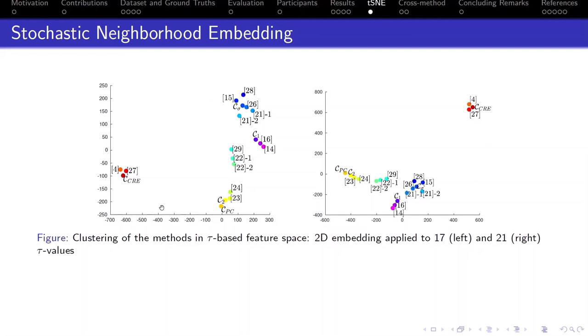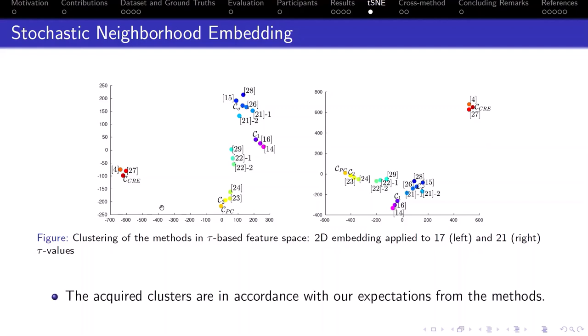Now, using these results, we present clustering of the methods in this tau-based feature space, and we use stochastic neighborhood embedding for that. We use 2D embedding, and on the left-hand side you see the 17 measures that are used, and it does not include collection 3 results. On the right-hand side we have collection 3 results included as well. Clearly some clusters occur, and happily the acquired clusters are in accordance with our expectations from the methods.